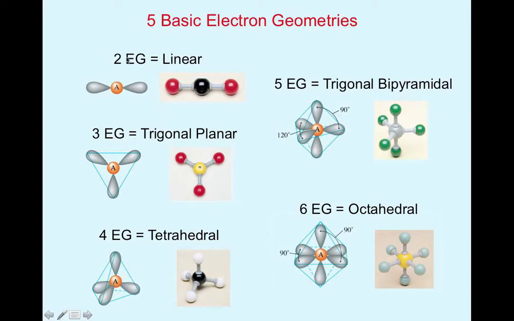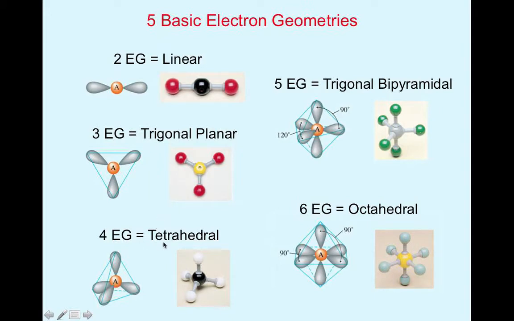If I have 2 electron groups, the best way for those to get as far away from each other as possible is if there's 180 degrees between them. And so if I have 2 electron groups, we call this geometry linear. If I have 3 electron groups, the electron groups are still all going to be in the same plane, but they're now 120 degrees apart from one another.